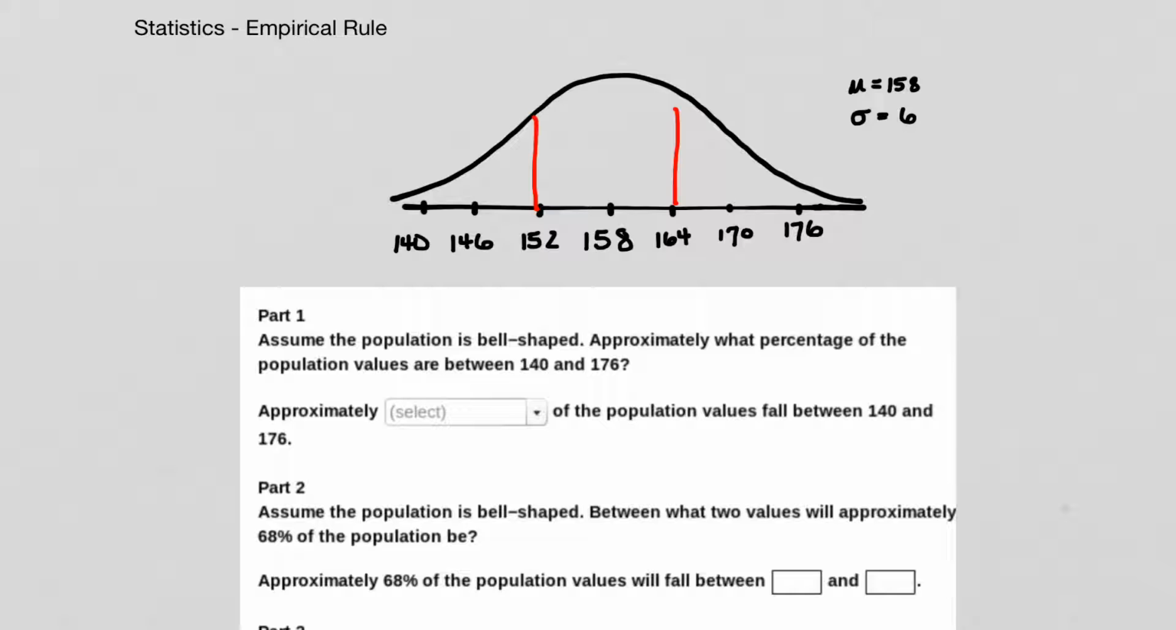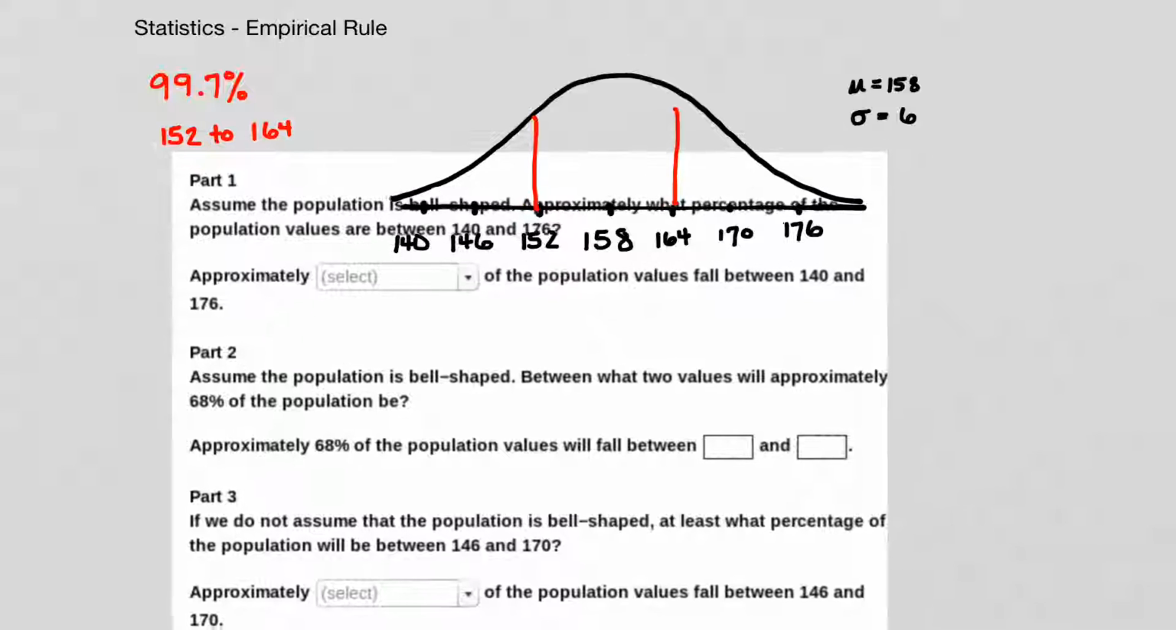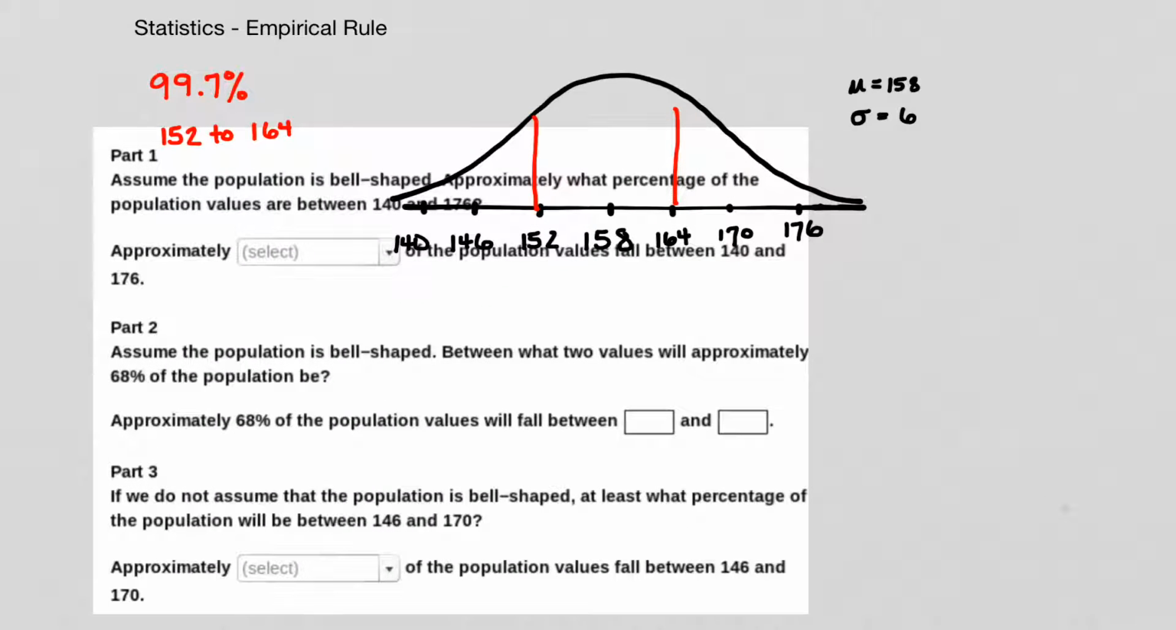So for the first part, we got 99.7%. And for the second part, we got 152 to 164. Now in part 3, it asks if we do not assume that the population is bell-shaped, at least what percentage of the population will be between 146 and 170.